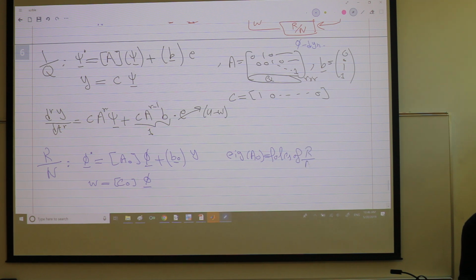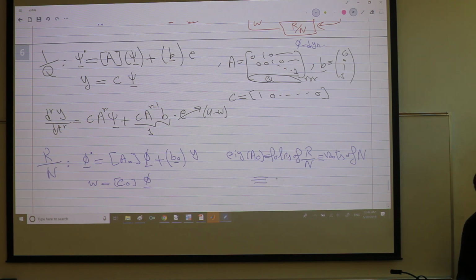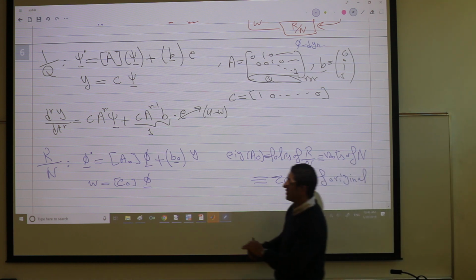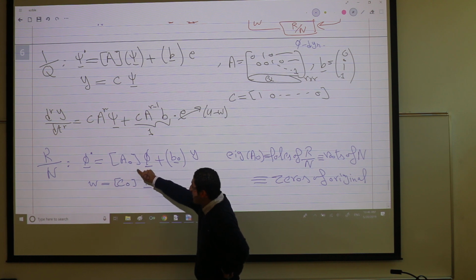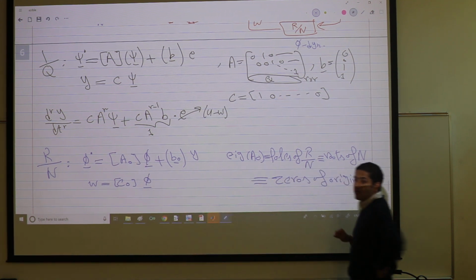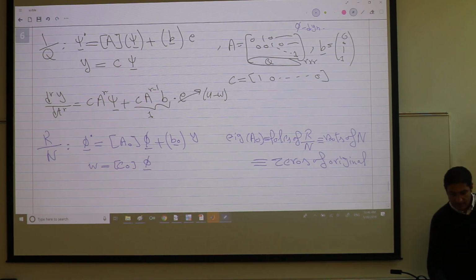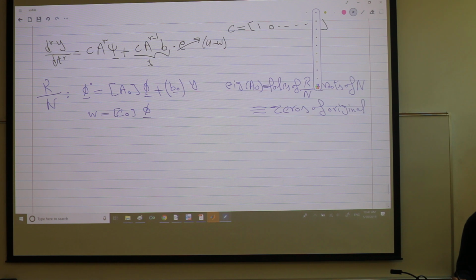And what are the poles of the transfer function? The roots of the denominator. Those are the roots of N, right? N for the original system is the numerator. So the roots of N are what for the original system? The zeros of the original system, okay? So actually, the eigenvalues of the phi dynamics are the zeros of the original system. This is an important thing, and this will be the main result here.